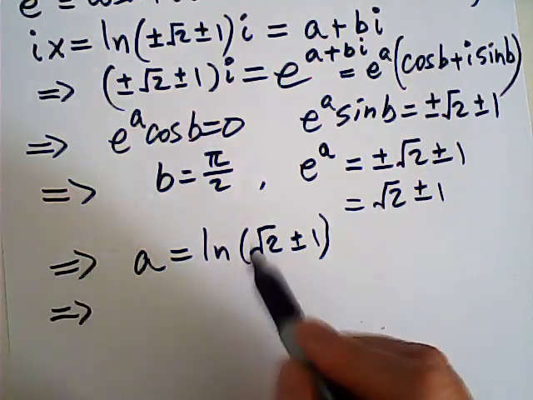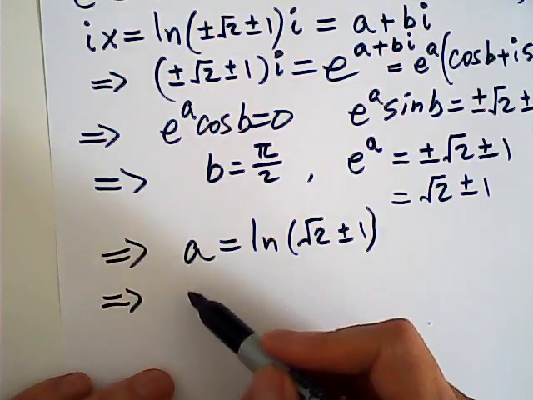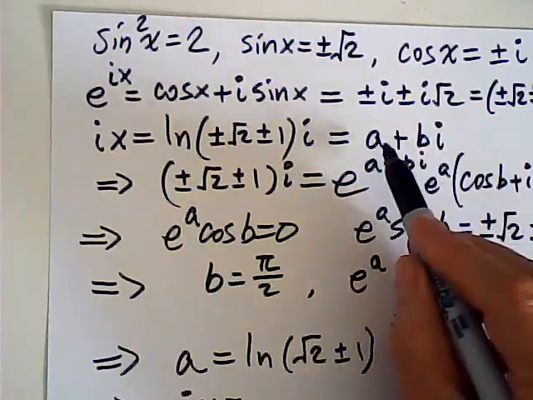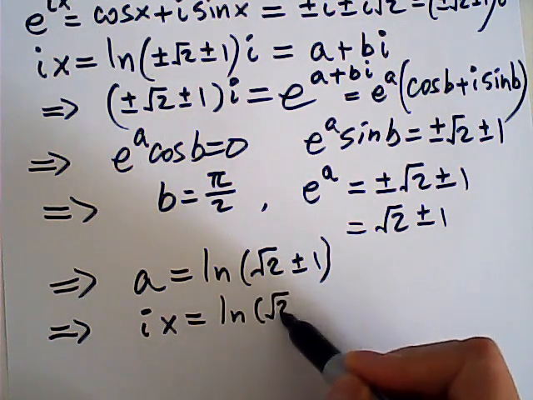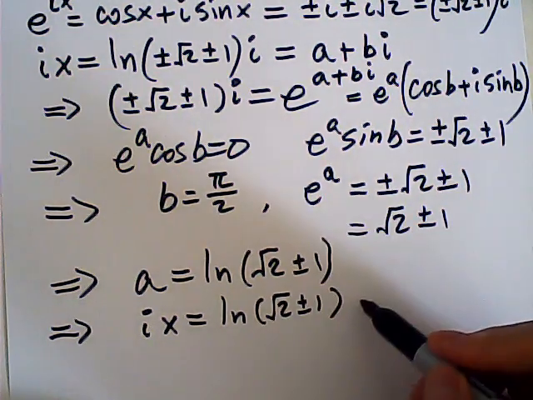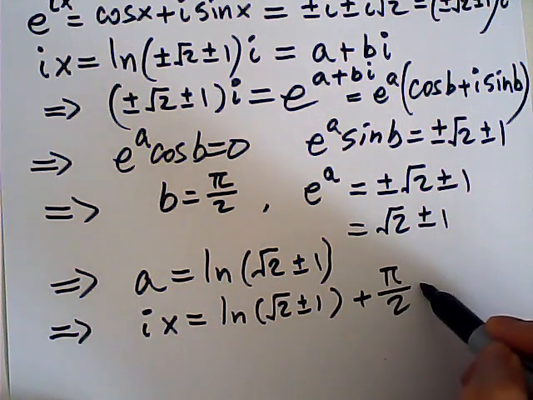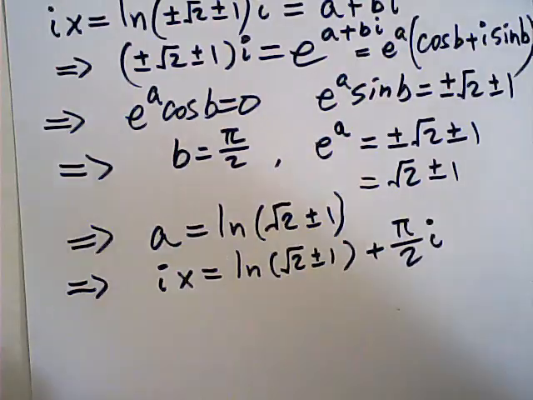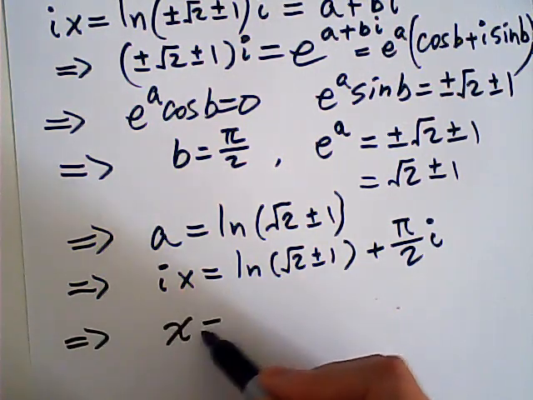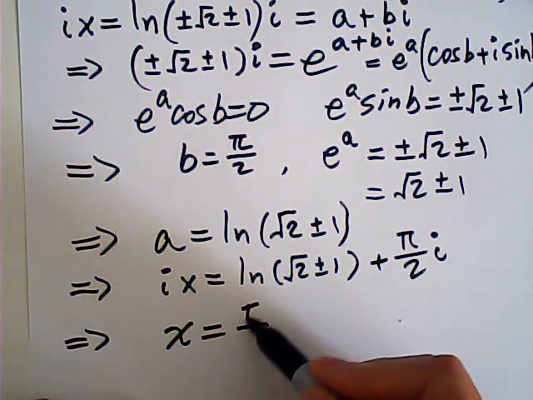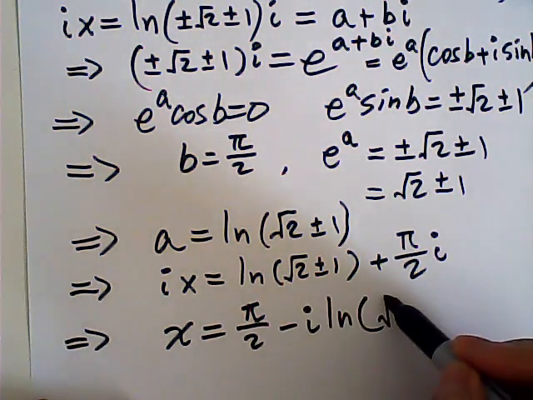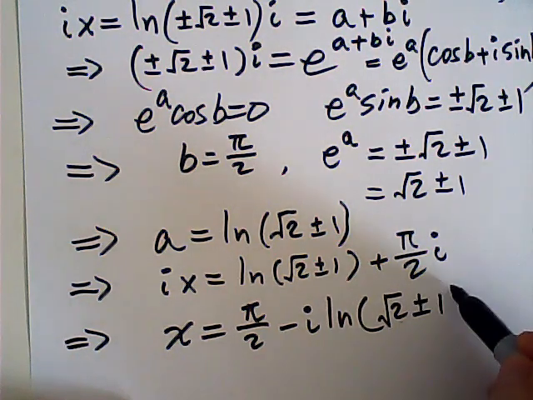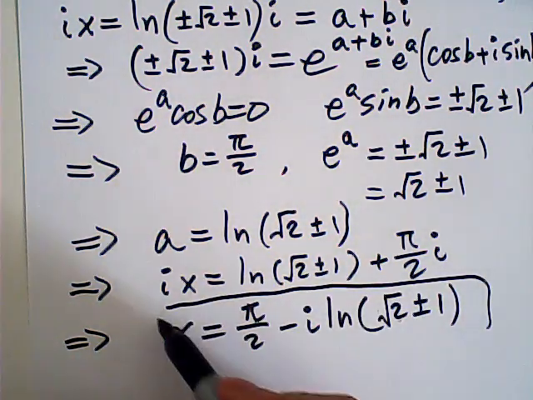So we have ix would be equal to a plus bi. A is this, and b is half pi, from which we finally find that x is half pi minus i natural log of root 2 plus or minus 1. That is our principal solution to this equation.